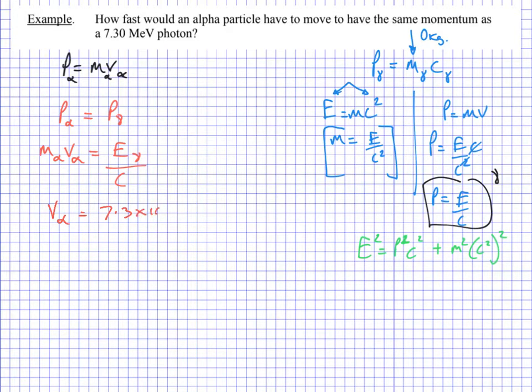Mega, so that's times 10 to the 6 eV, divided by the speed of light, which is 3.0 times 10 to the 8 meters per second, and then the mass of the alpha particle, which is 6.65 times 10 to the negative 27 kilograms. That's going to give me the speed of the alpha particle, which, if you put that in, is 5.85 times 10 to the 5 meters per second.